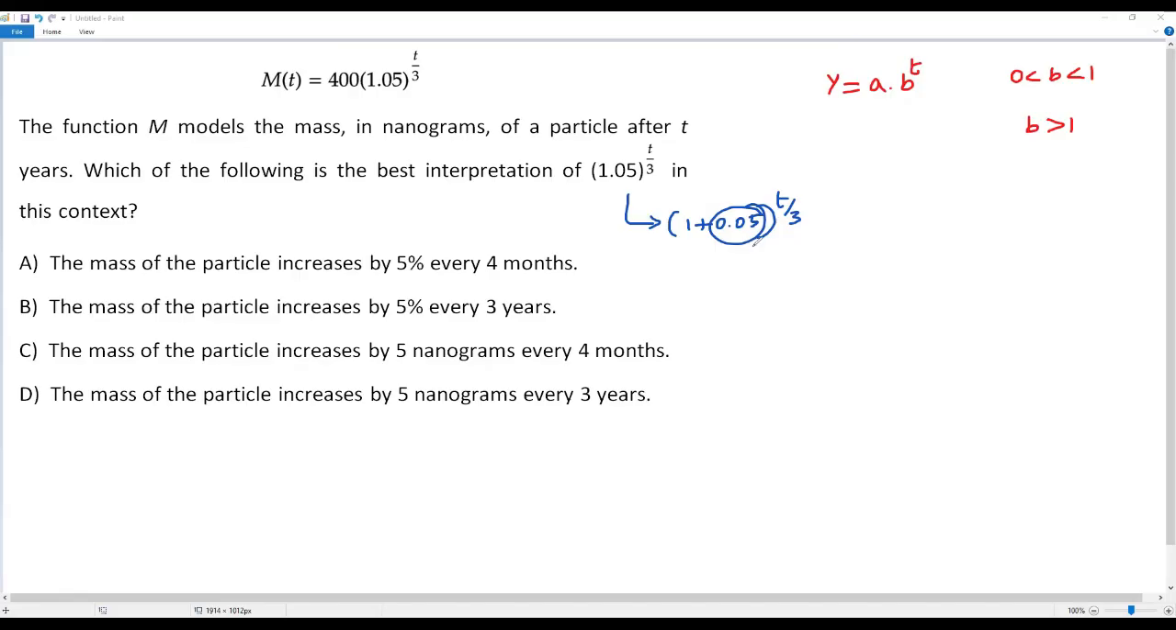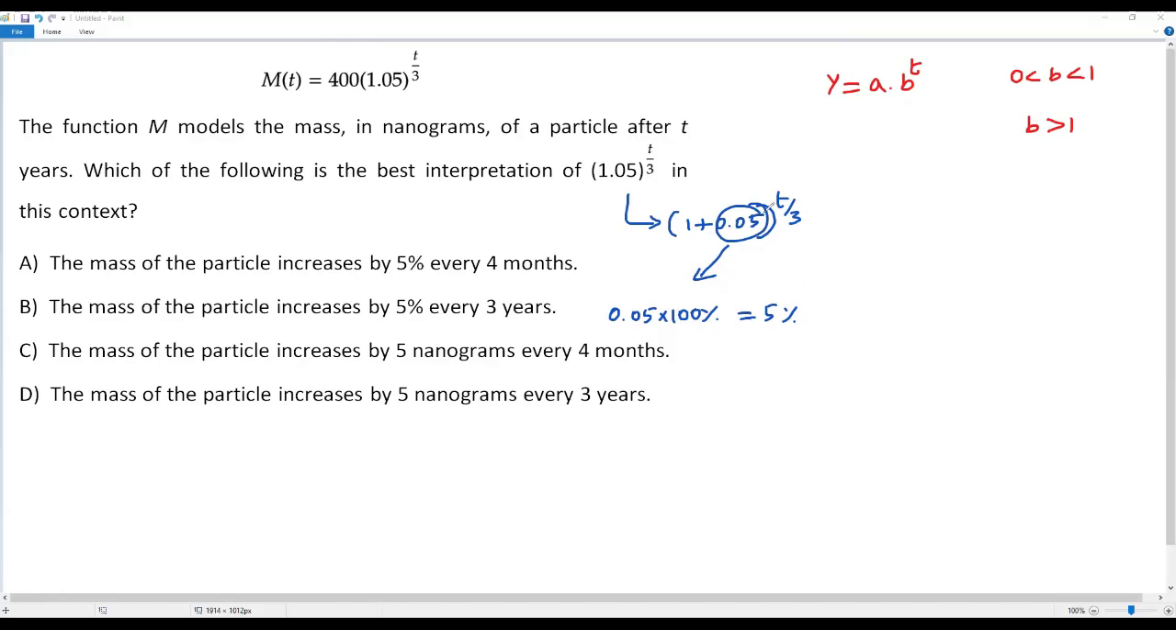This decimal represents the growth rate. We can convert this to a percentage. To convert it to a percentage, we multiply by 100. Then we have 0.05 times 100 percent, which gives 5%. So in the given exponential function, the growth rate is 5%.